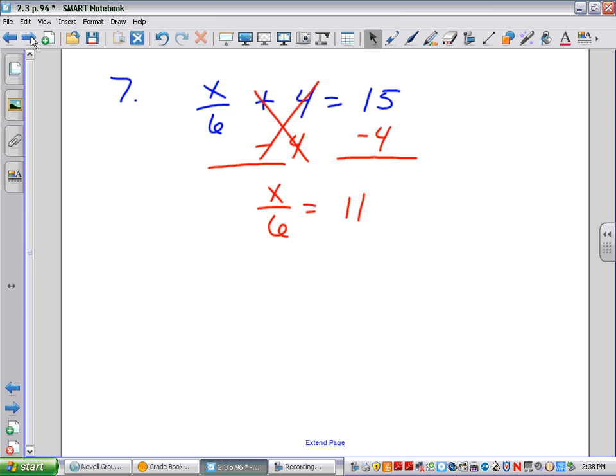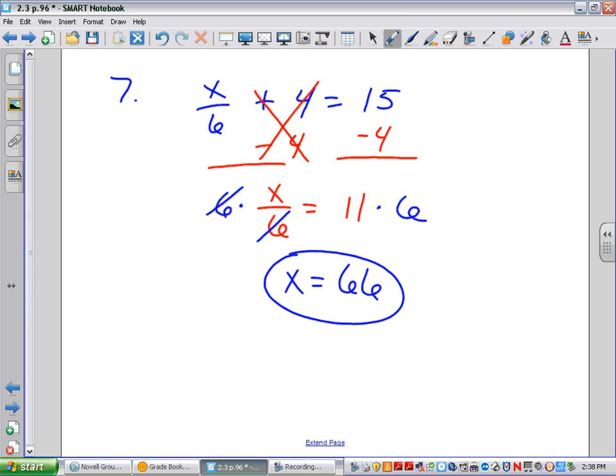Now what do you do next? It says divide by 6, x divided by 6. The opposite is to multiply by 6. I'll show the work like this. Multiply each side by 6. That allows me to mark out those 6's, and my answer would be the 11 times 6, which is 66. That's number 7.